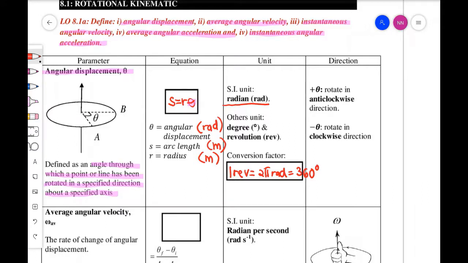Theta has direction of anti-clockwise and clockwise. Whenever theta rotates in anti-clockwise direction, it is positive. When theta moves in clockwise direction, it is negative.